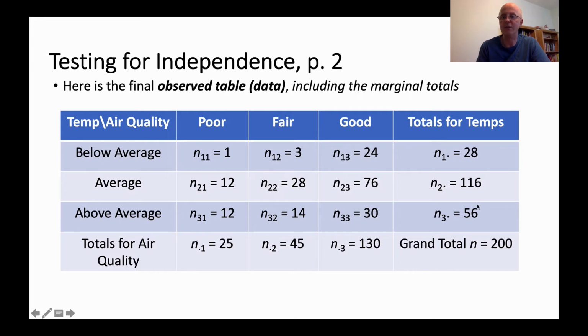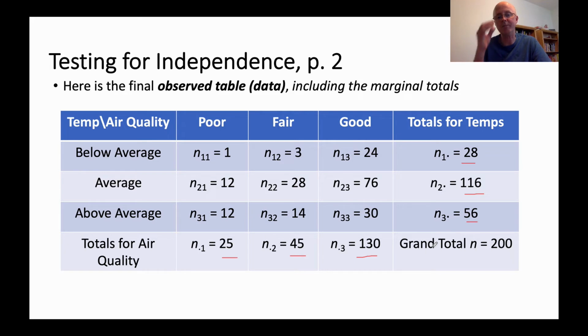Here is the final table. You get, for example, the 28 here and the 25 here. The other numbers end up being 45 there, 130 here, 116 here, and 56. Add those numbers up to get 200. Add these numbers up to get 200. Okay, so this is the observed table.